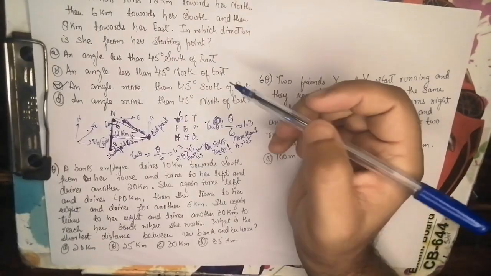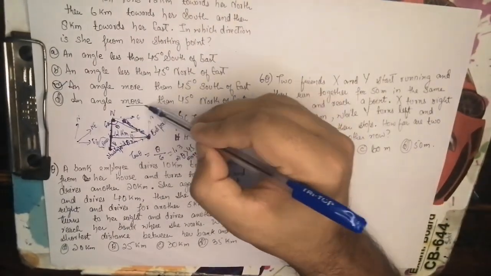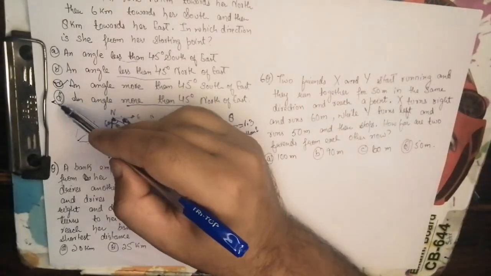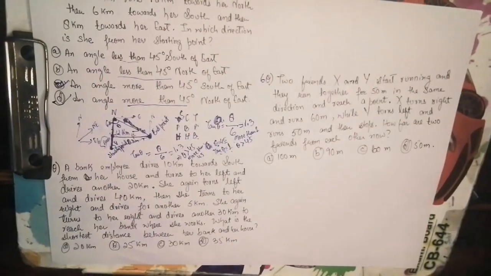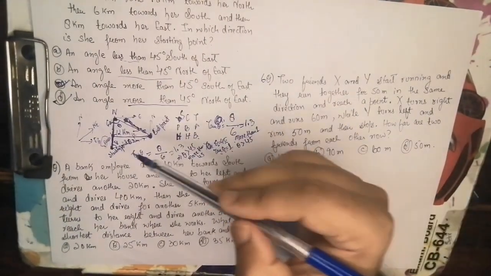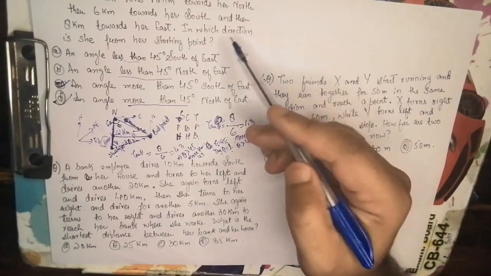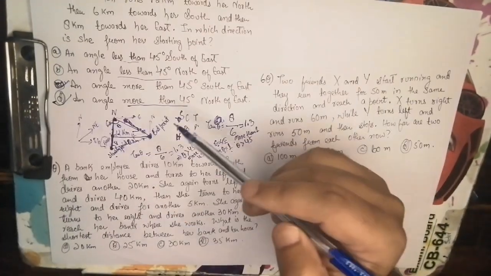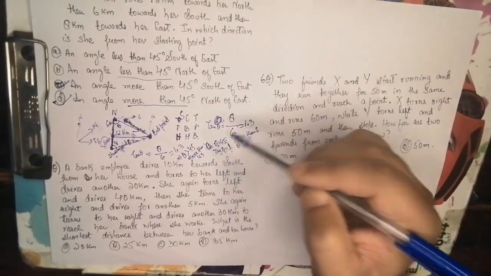We got it. So here is more than 45, here is less than 45. So the answer will be D, not C. Understood? The D part will be the answer. So from the starting point to the end point we have to take the direction. In which direction is she from her starting point, we have to see the direction, and ultimately we have to figure out the theta, and theta is figured out by this.